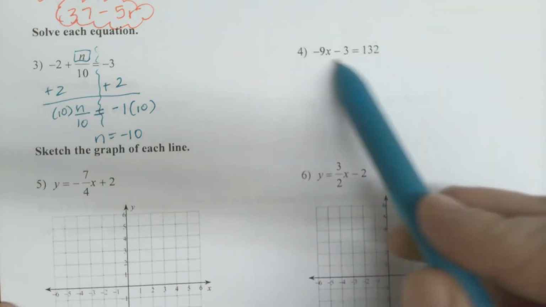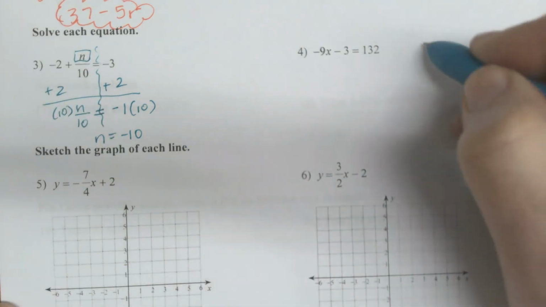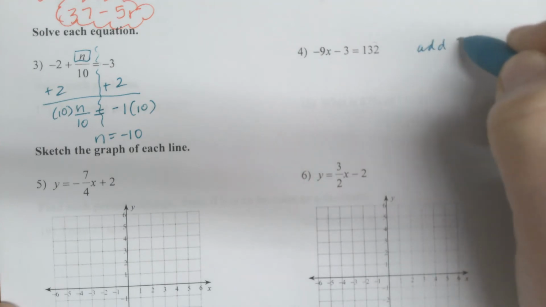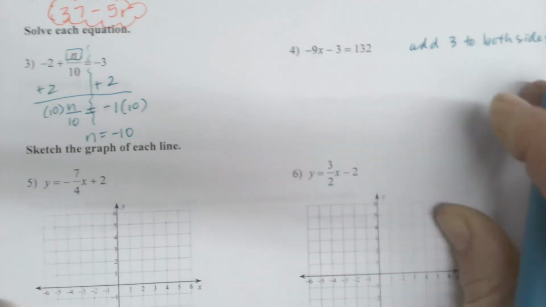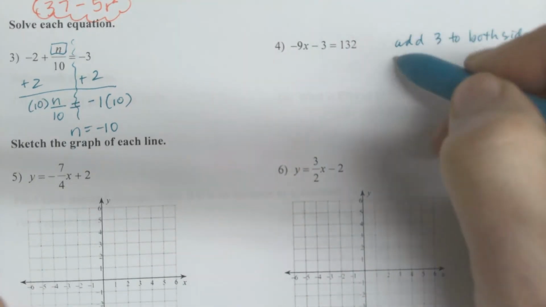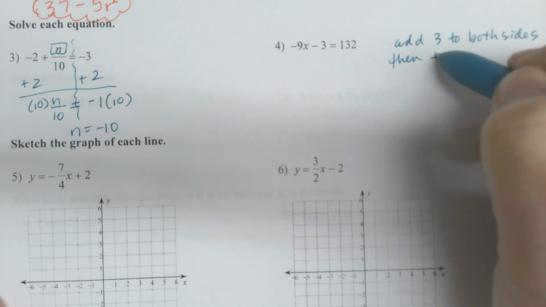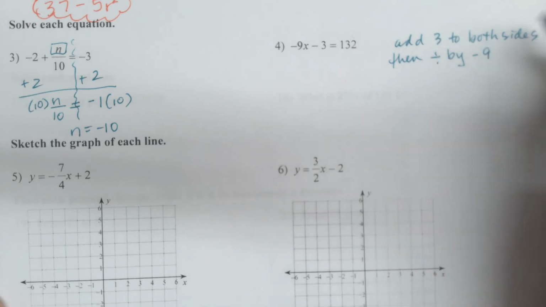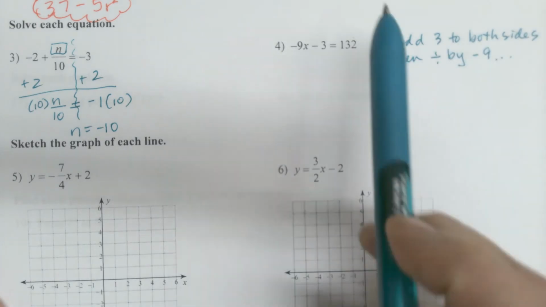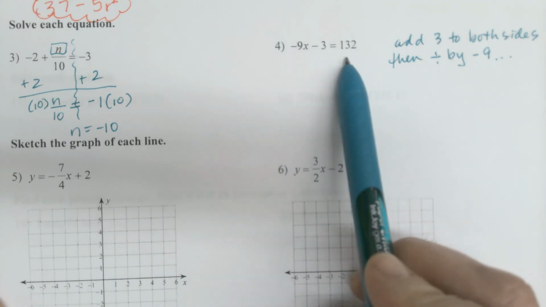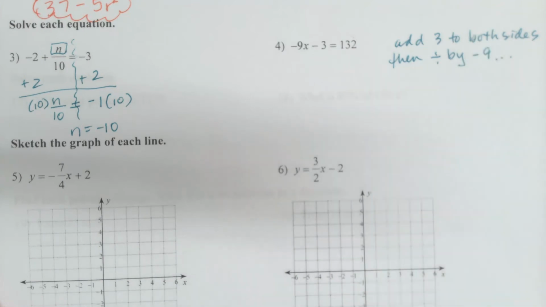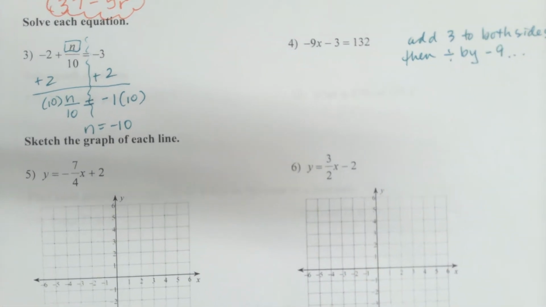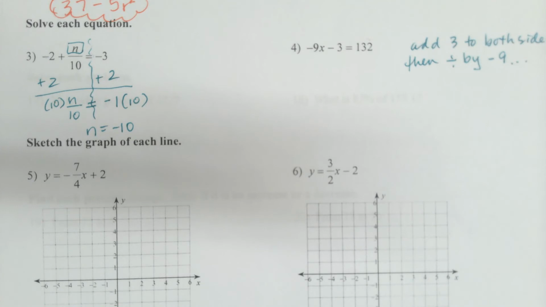So if I look at a problem like number 4, I would start by adding 3 to both sides. Add 3 to both sides, then divide by -9. That's how I'd solve. So I add 3 to both sides of the equal sign, 132 plus 3. Then whatever I get with that, I divide by -9. So keep in mind that every problem is a little bit different. I'm not going to be able to go over every type that you'll see, but just keep that in mind.